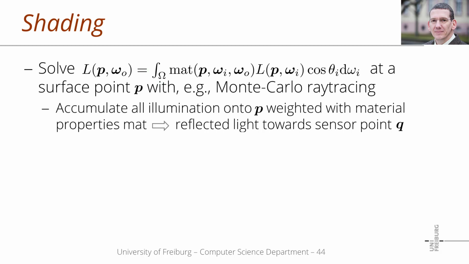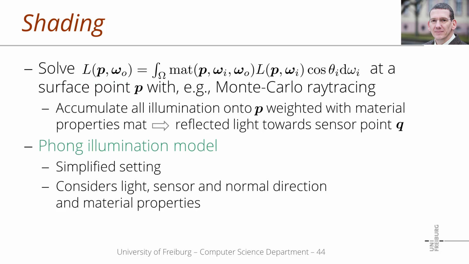Now, ray tracing is typically combined with Monte Carlo integration, where the integral in the rendering equation is approximately solved at scene point P in order to compute the reflected light from point P into direction omega O towards the sensor position Q. Alternatively, rasterizers are typically combined with the Phong illumination model. The Phong illumination model bases on the rendering equation, but introduces more severe simplifications. For instance, in the integral of the rendering equation, the Phong model only considers incoming light from light sources.